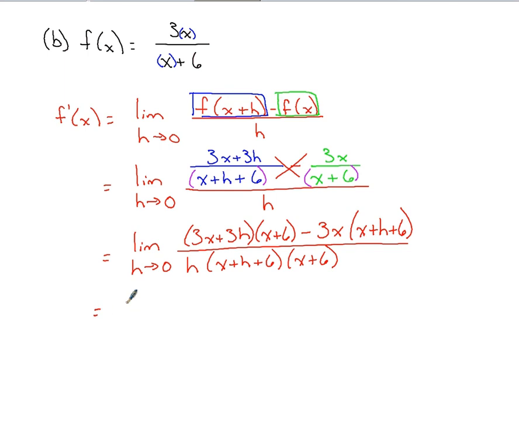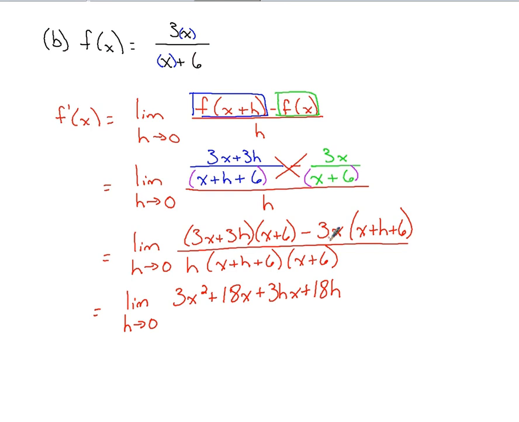So if I do my distribution, got some foiling I can do right here. If I FOIL, I've got 3x times x, so 3x squared. Outside terms would be 3x and 6, so that'd be 18x. Inside would be 3h and x, so 3hx. And last would be 3h times 6, so 18h.